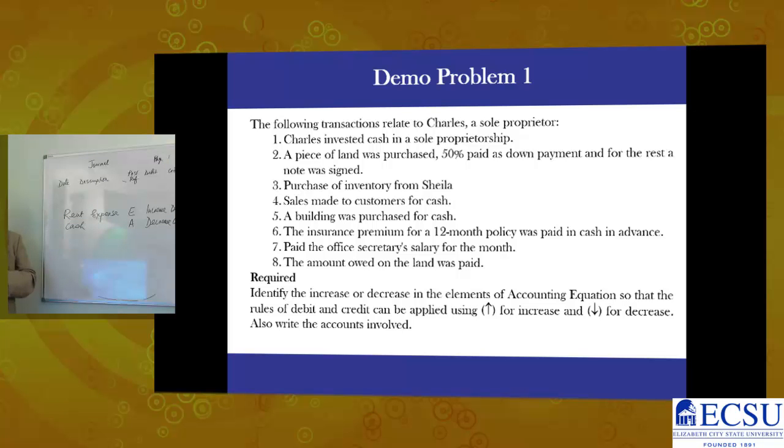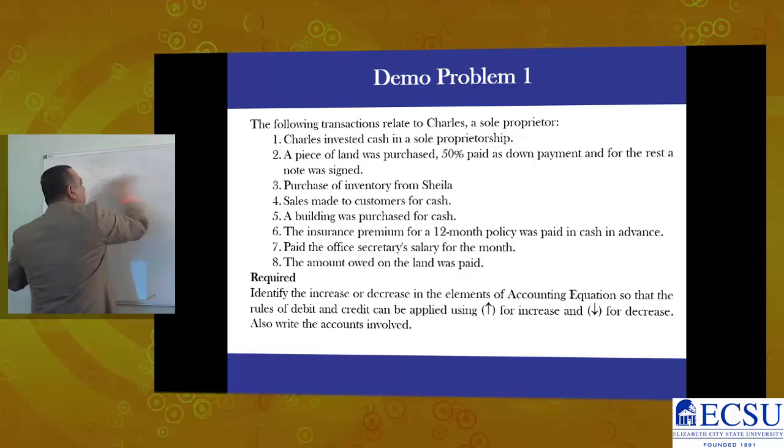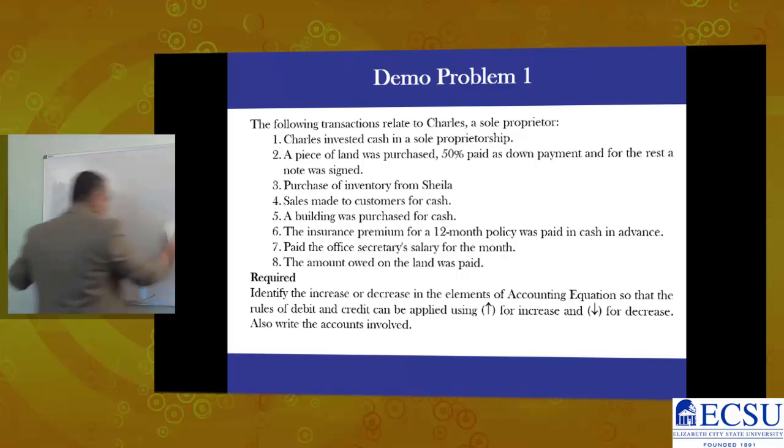So now what you need to understand is we'll have to apply the rule of debit and credit using our accounting equation as the basis. So the requirement is to identify the increase or decrease in the elements of the accounting equation so that the rules of debit and credit can be applied, using an upward arrow for increase and a downward arrow for a decrease. Also write the accounts involved. So that is what we are asked to do. So this is demonstration problem number 1. So let us take that problem one by one.